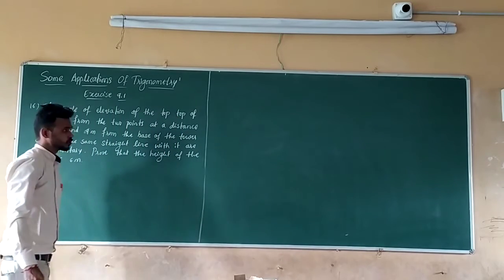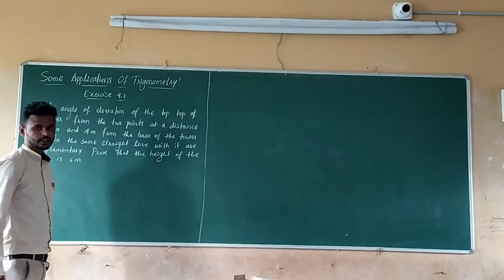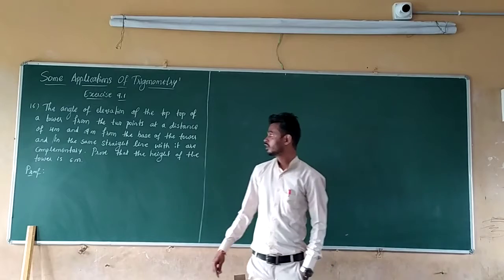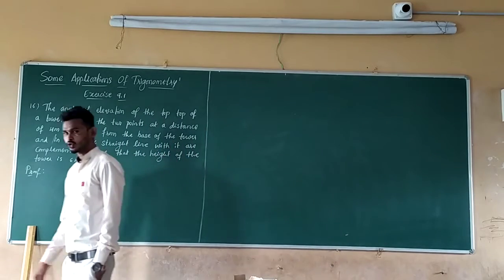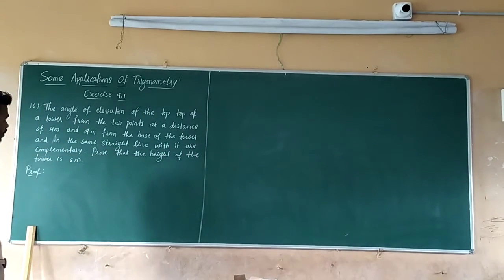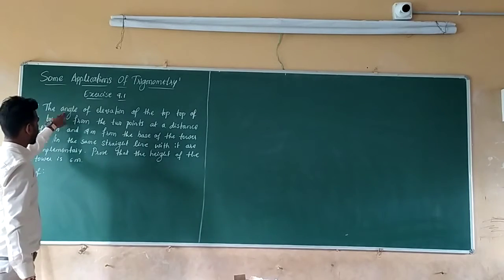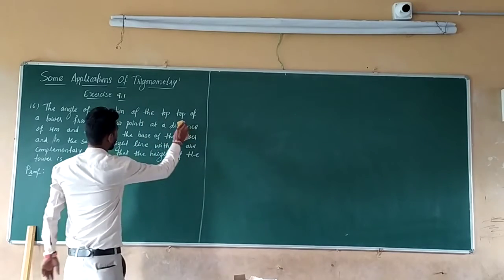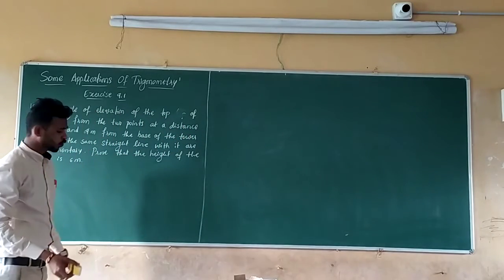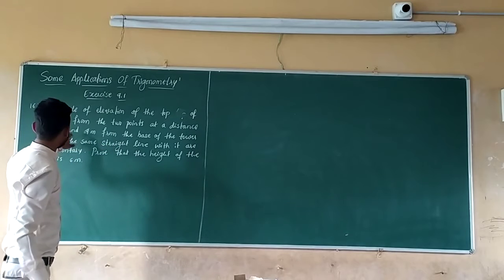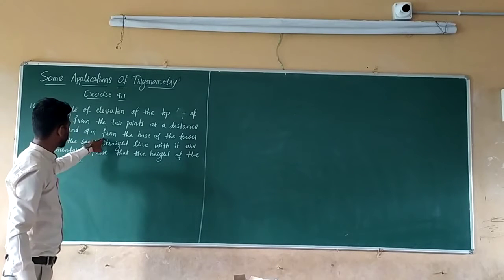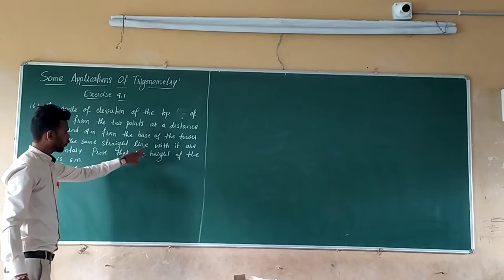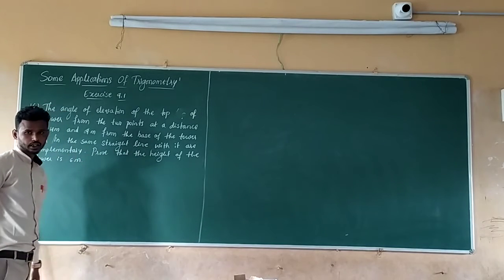Class, so here we continue the chapter Applications of Trigonometry. In Exercise 9.1, the 16th question, the last question of this chapter, let us see what it is. The angle of elevation of the top of a tower from two points at a distance of 4 meters and 9 meters from the base of the tower, and in the same straight line with it, are complementary.